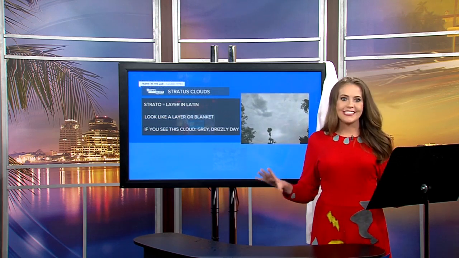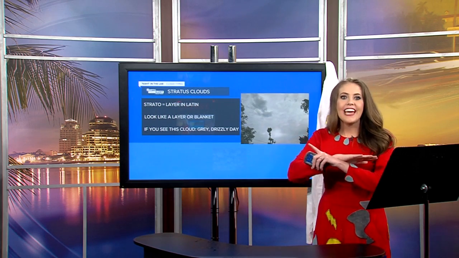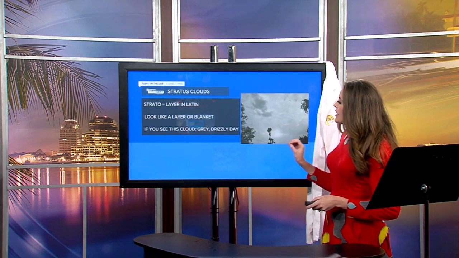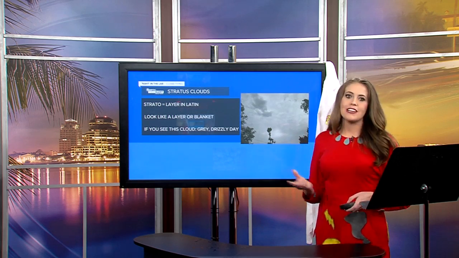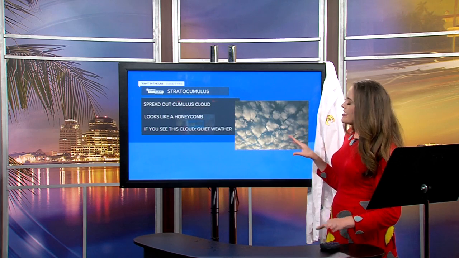The next low cloud that we'll talk about is stratus clouds. And strato in Latin means layer. So it looks like a layered cloud or blanket in the sky. And if you see a cloud like this, it usually means it's going to be kind of an overcast, maybe even drizzly day. Another low cloud, stratocumulus cloud. And this I like to think of as if you were to take a knife and just spread out a cumulus cloud.